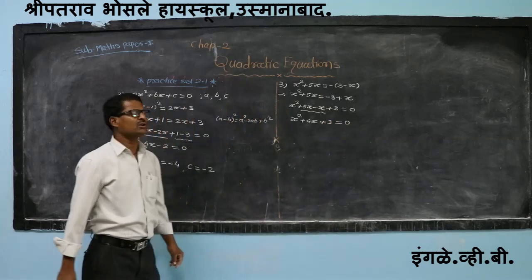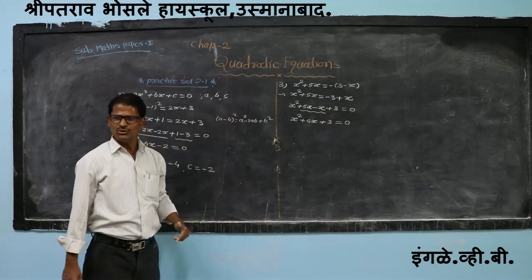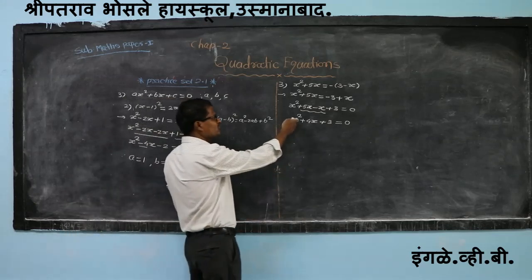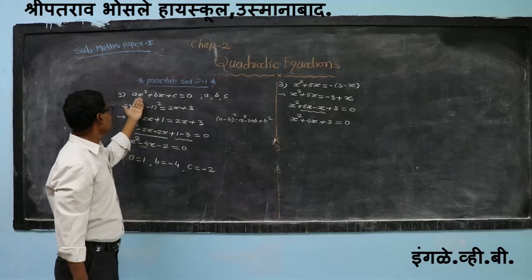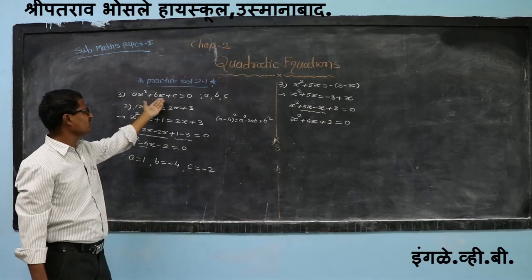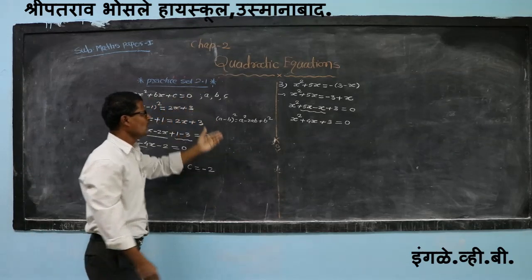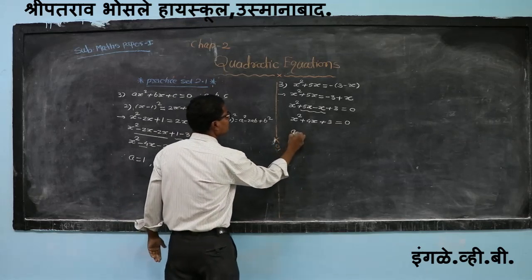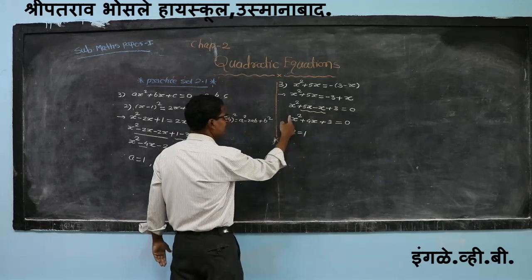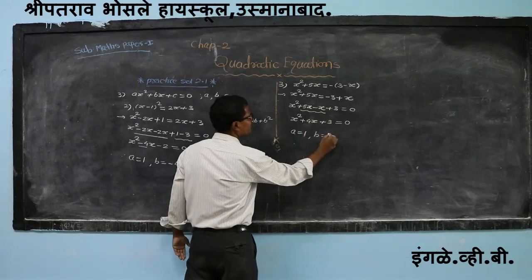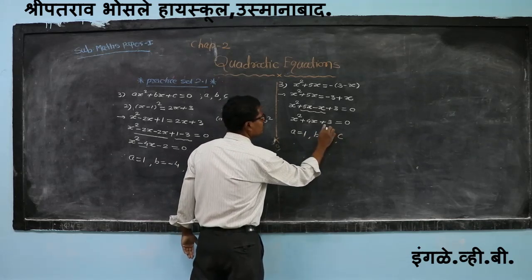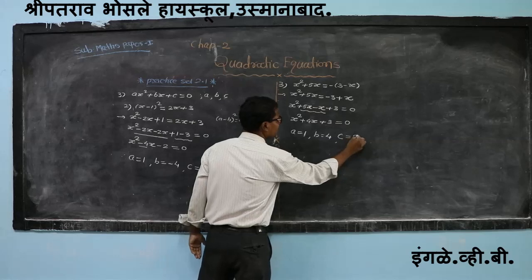Now we have to convert the given equation into standard form. Now x square plus 4x plus 3 is equal to 0. Compare with ax square plus bx plus c is equal to 0. We get a is equal to 1, there is nothing, means 1, comma b is equal to plus 4 and c is equal to constant term is 3.